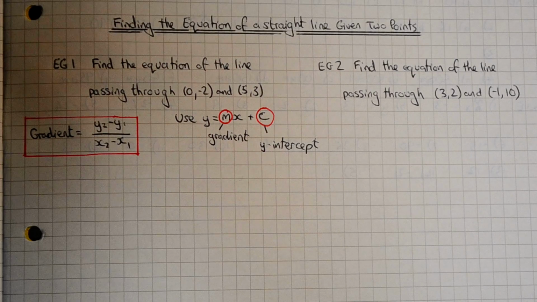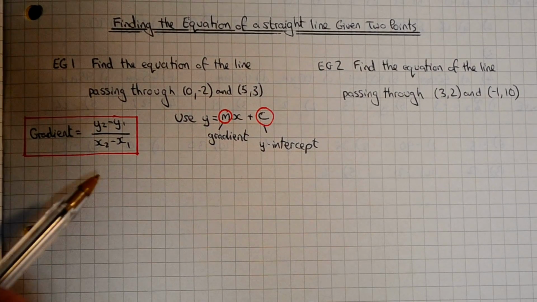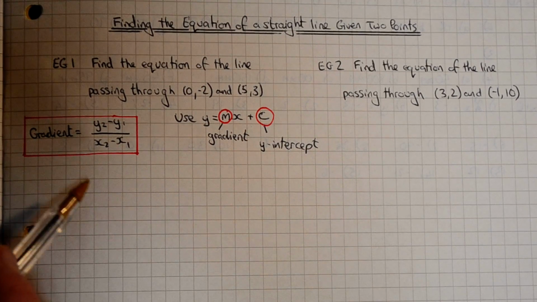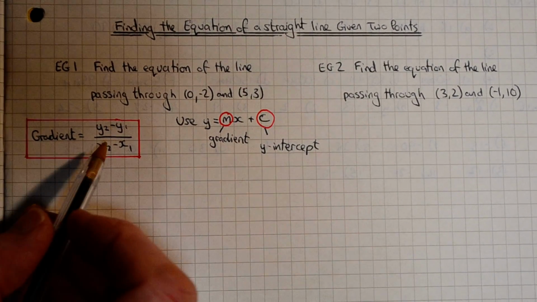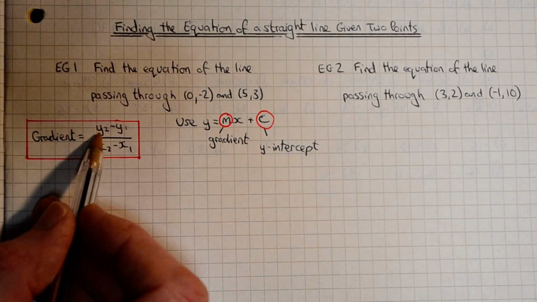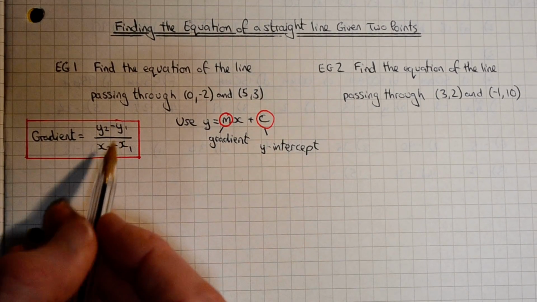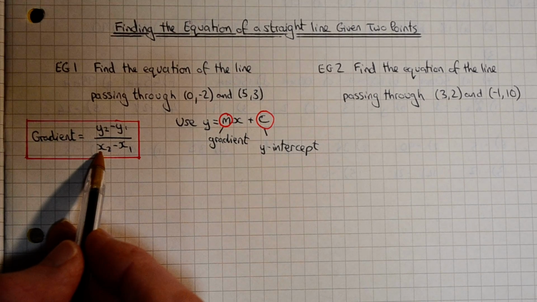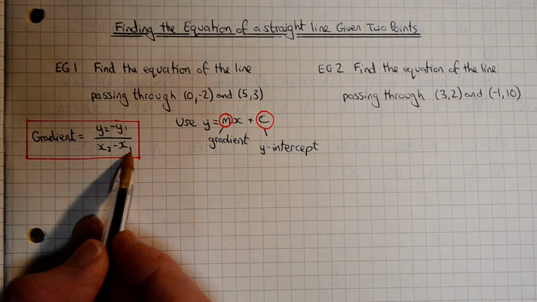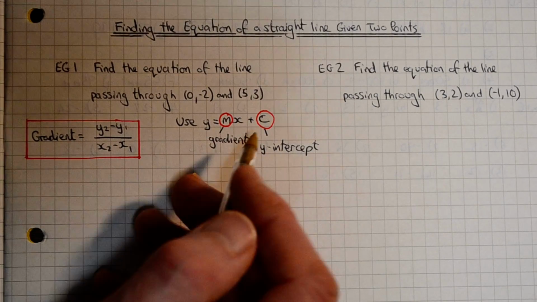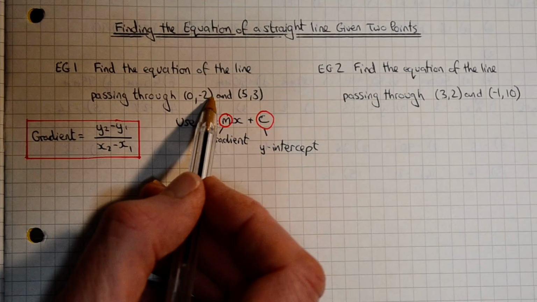So if we've just got the coordinates, how can we work out the gradient? Well, we can use this equation here. So we use the second y coordinate minus the first y coordinate. That will give us the rise, and then the run is found from the difference between the 2 x coordinates. So the second one take away the first one. So what are the y coordinates? They're 3 and minus 2.